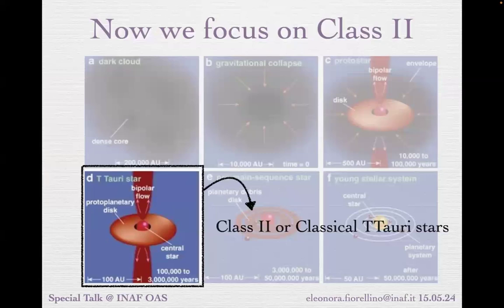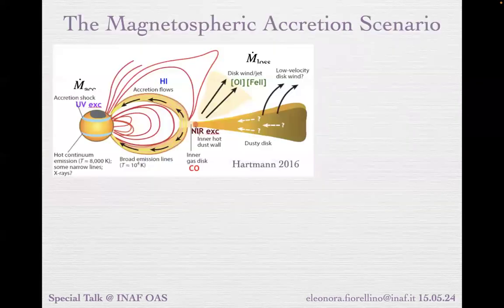So let's start with the observationally easy things, classical T Tauri stars. Everything that we know about accretion for the moment is based on the study of classical T Tauri stars, and it is based on the so-called magnetospheric accretion scenario. According to this scenario, the material from the outer part of the disk reaches the inner part of the disk.